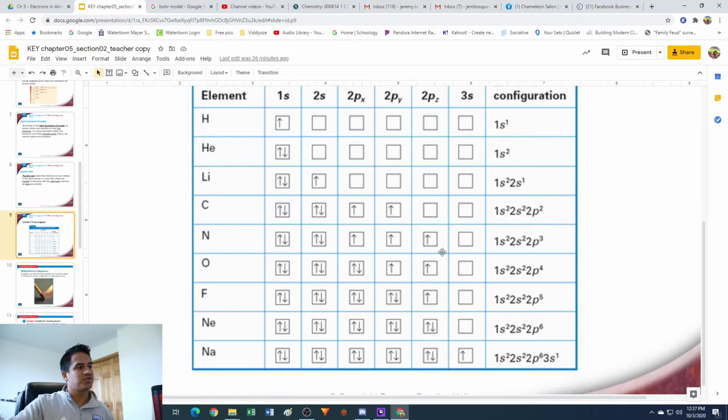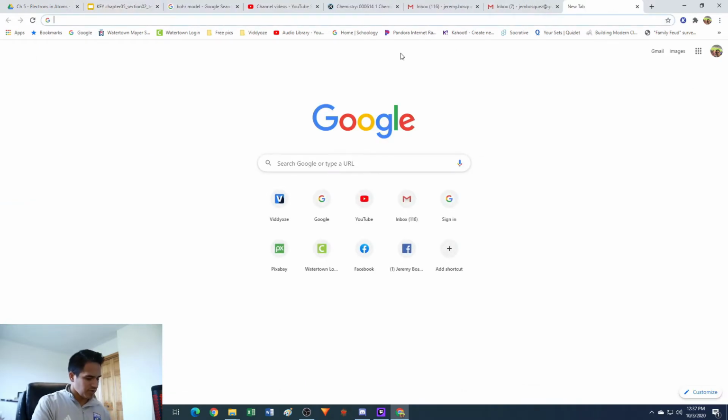These arrows are representing the electrons. So let's look at oxygen, for example. Oxygen has a total of 8 electrons. We know that because oxygen is element 8 on the periodic table. We can even pull this up and I'll show you. So let's pull up a periodic table.